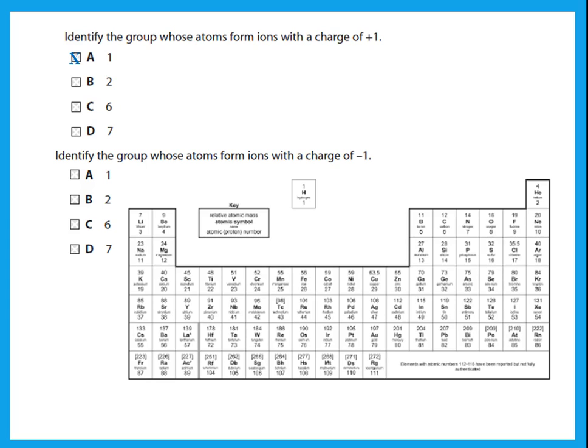Okay? Do we understand that? So anything in group 1 has 1 electron in its outer shell. It needs to lose it in order to have a charge of +1. Now, identify the group whose atoms form ions with a charge of -1, and we said -1 means that it has gained an extra electron. So which atom in the periodic table would want to gain an extra electron? It gains an extra electron if it has 7 electrons in its outer shell, so that when it gains 1 electron, they become 8, and that's a full shell. So where does something have 7 electrons? If it is in group 7, right?